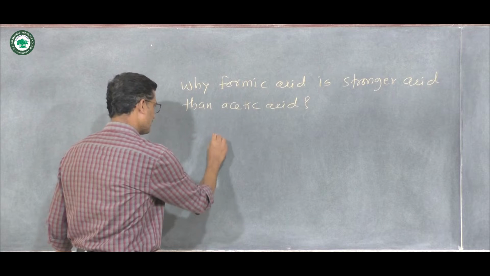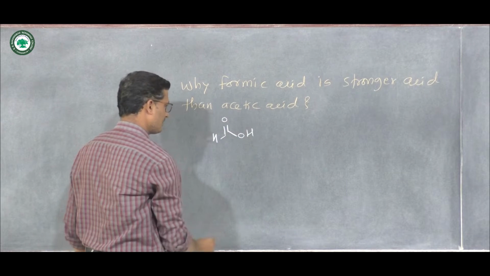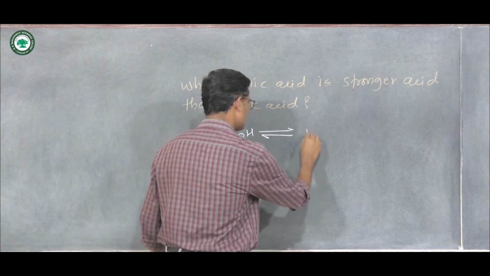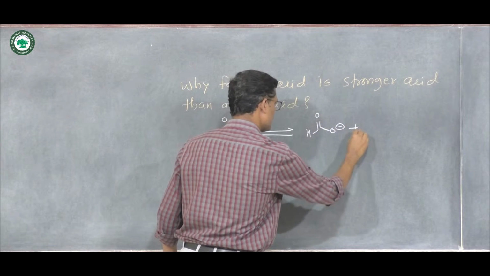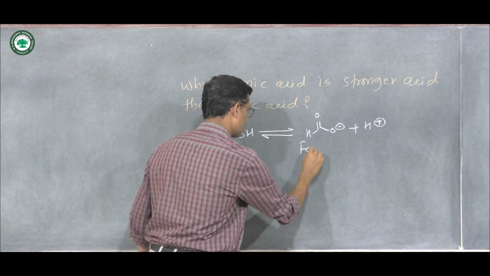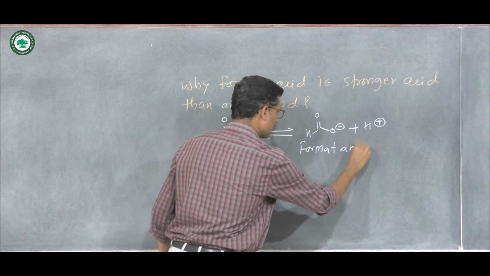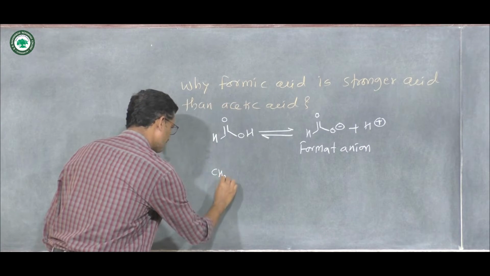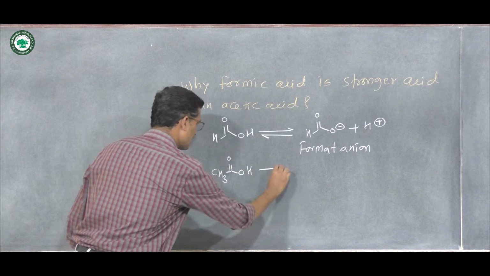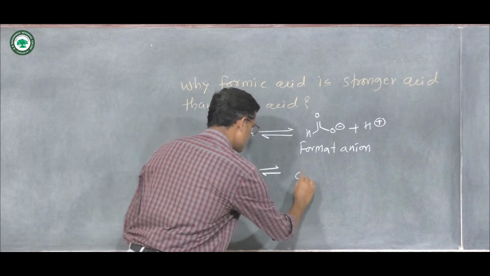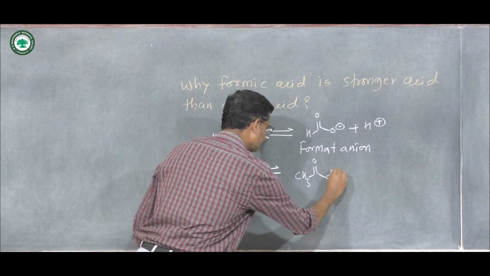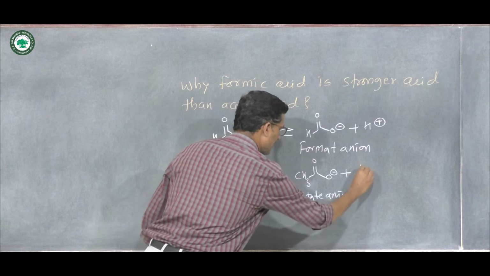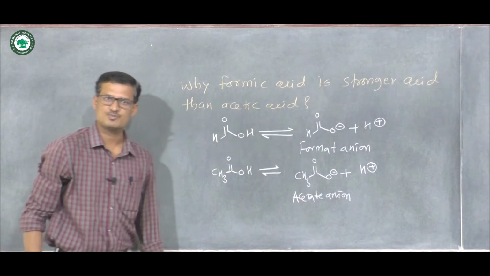We take here the formic acid and we dissociate it. After dissociation of the formic acid, there is a formation of formate anion and H plus. Similarly, after dissociation of acetic acid, there is a formation of acetate anion and the H plus or proton.